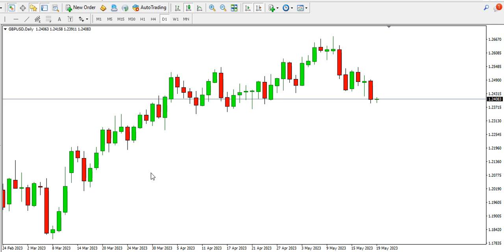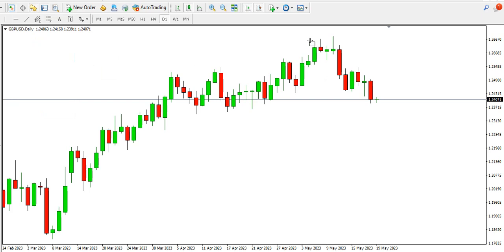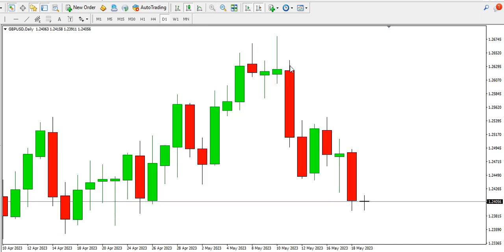GBPUSD, we can see that price has already formed an evening star. Look at our evening star, which is a retracement or reversal candlestick pattern. Although the overall trend is bullish, we have a break of this trend line, which has led to price retracement on the daily time frame. On the daily time frame, you can see that the bears are in control, although we have something like a little recovery around here.